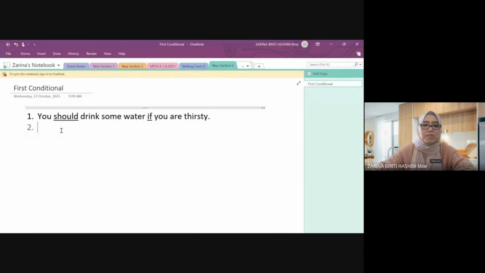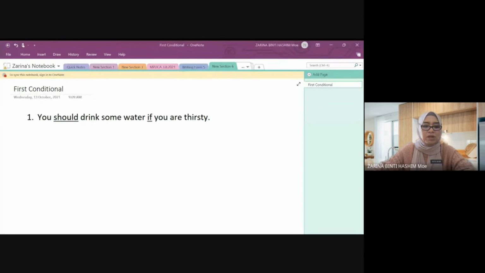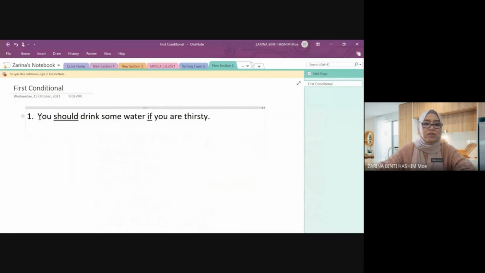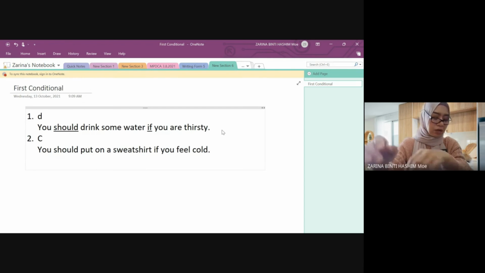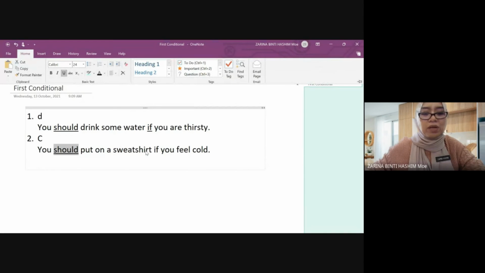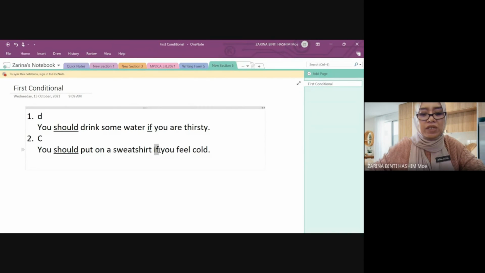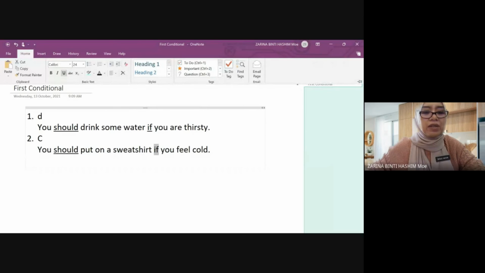I'll show you the example. Now number one is what? What do we match number one with? Drink. So number one is D. So you can write D here. Sweatshirt is like thick clothing. If you feel cool, the word should be underlined or you can highlight. That is the clue for the first conditional. You have to highlight or underline those clues.